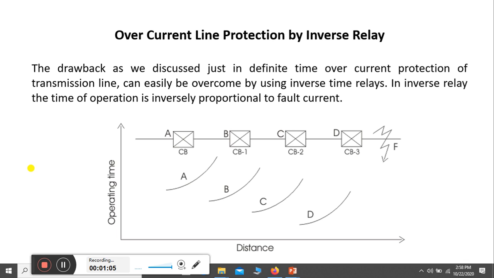Let us see the figure of a radial feeder shown here. At point A, CB is placed. At point B, CB1 is placed. At point C, CB2 is placed. And at point D, CB3 is placed. Let us consider that at point F there is a fault.